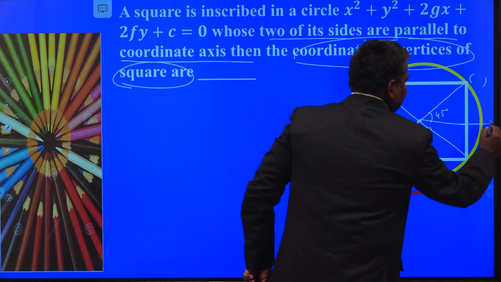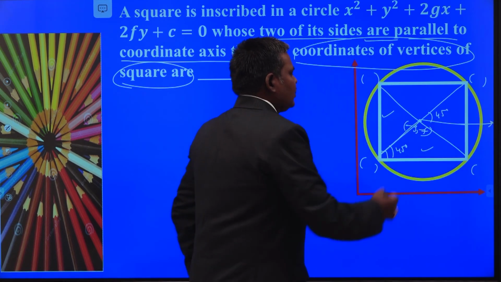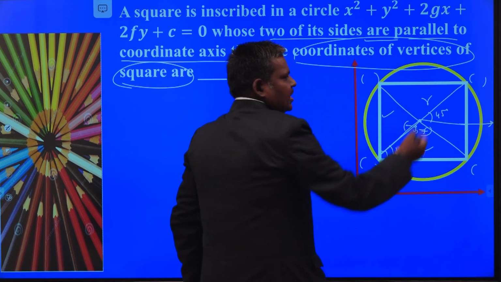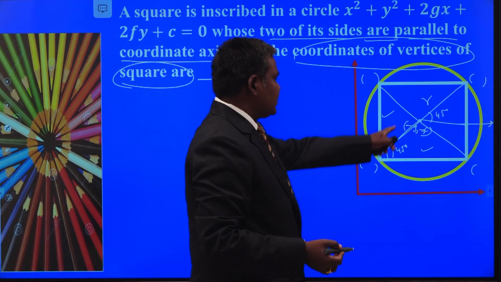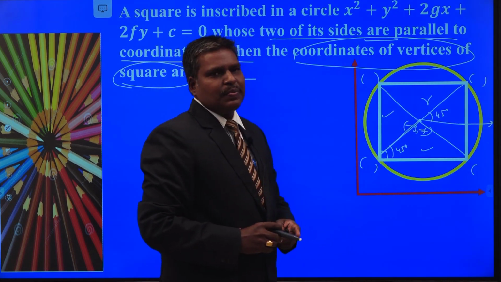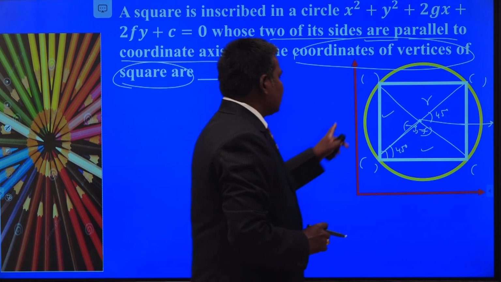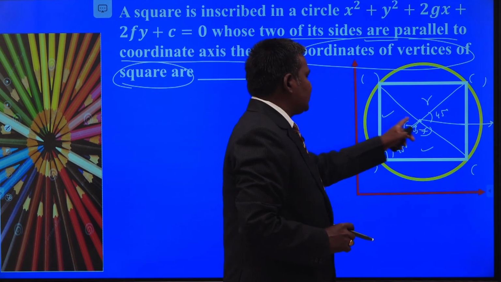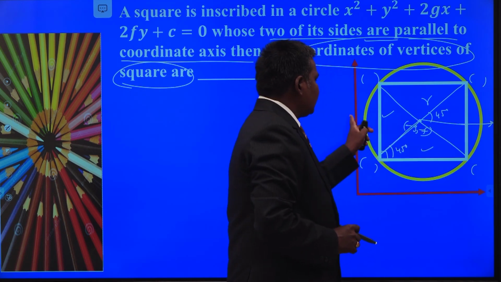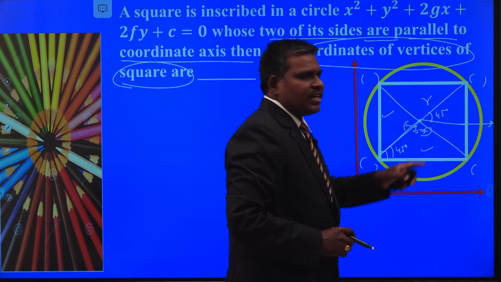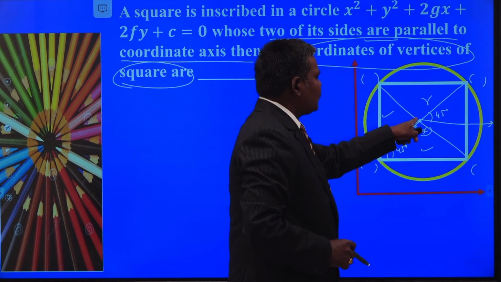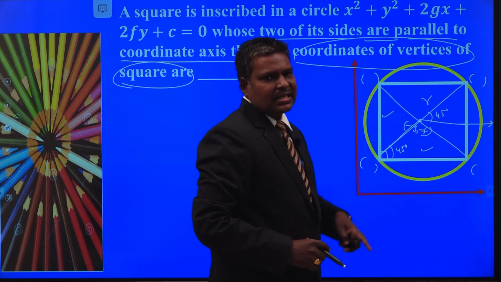The line is parallel to the x-axis. The game is over. What is the distance here? r units. Use the parametric equations of a straight line itself: x is equal to x1 plus r cos theta, y is equal to y1 plus or minus r sin theta. The distance from here to here is minus g, I am not saying g is positive. This is minus g, this is r cos theta: minus g plus r cos theta. Theta is what here? 45 degrees. Similarly, y1 plus r sin theta.